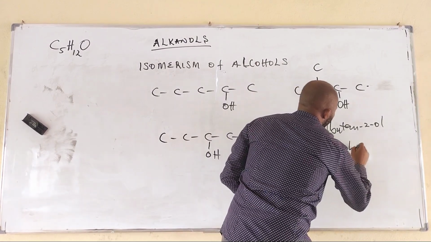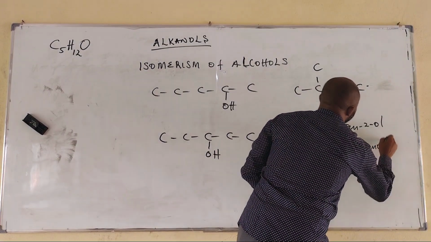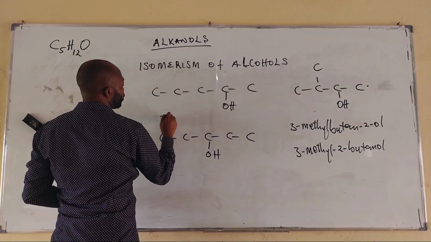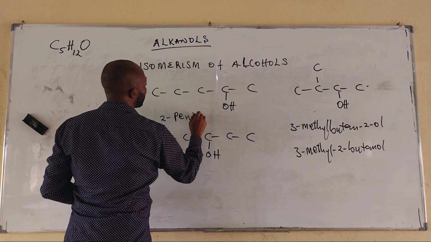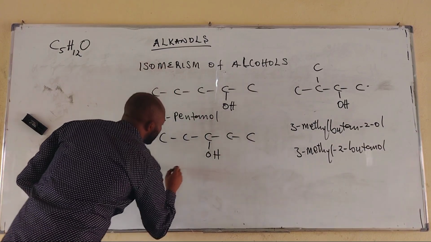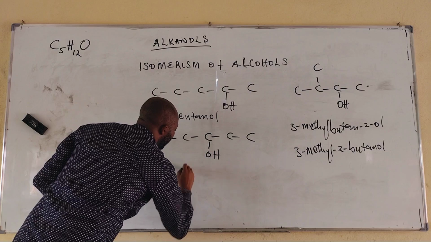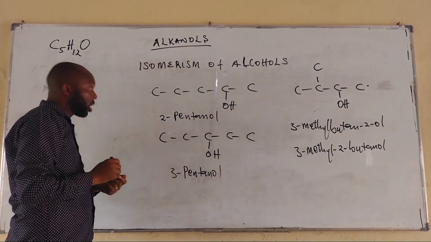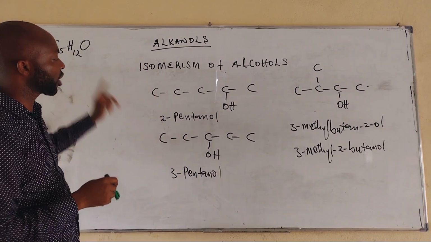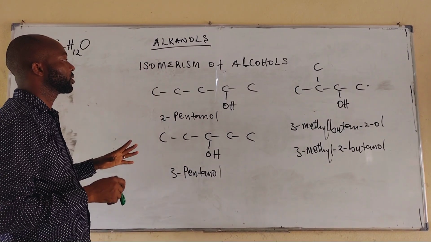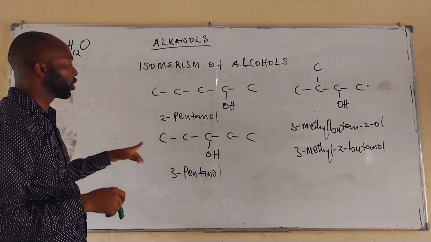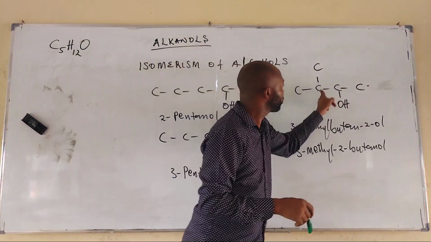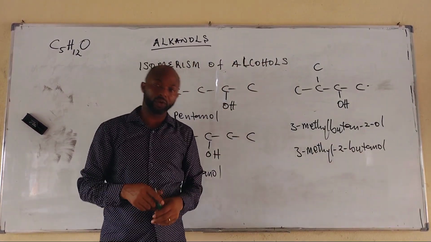or 3-methyl-2-butanol. This one is 2-pentanol. This one is 3-pentanol. But the focus is that all of these are secondary alcohols. They are all secondary alcohols, because the carbon carrying the OH group is attached to 2 carbons. So they are all secondary alcohols.